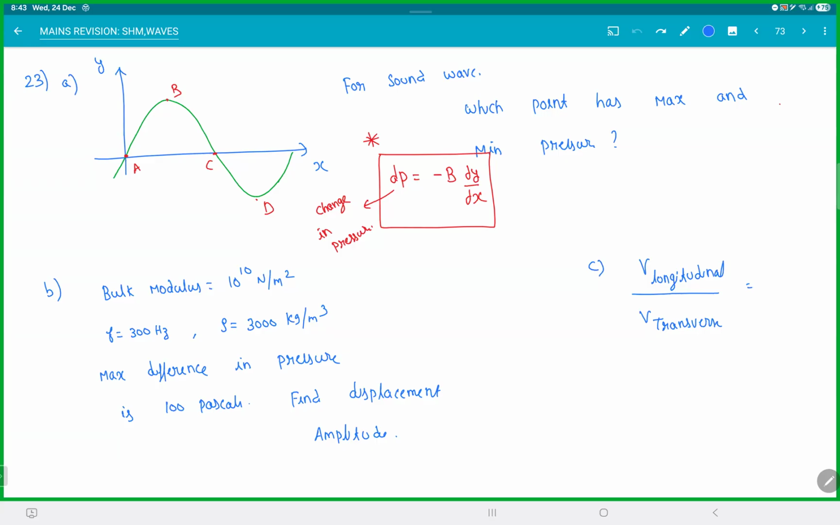This was a CET question. They had 4 options like that. While studying sound waves, what do you study? Pressure, change in pressure. They gave something else like that. So here dP is not the pressure. dP is the change in pressure at a point.